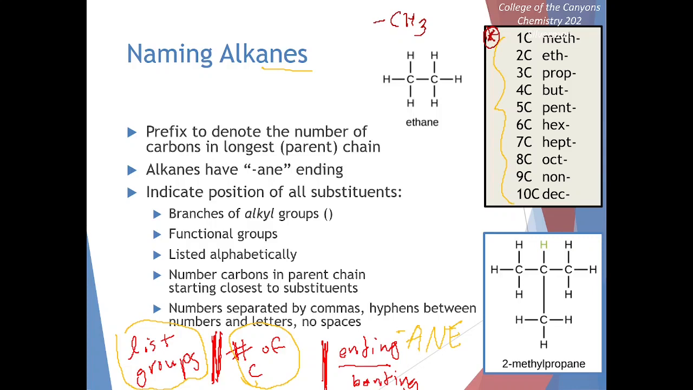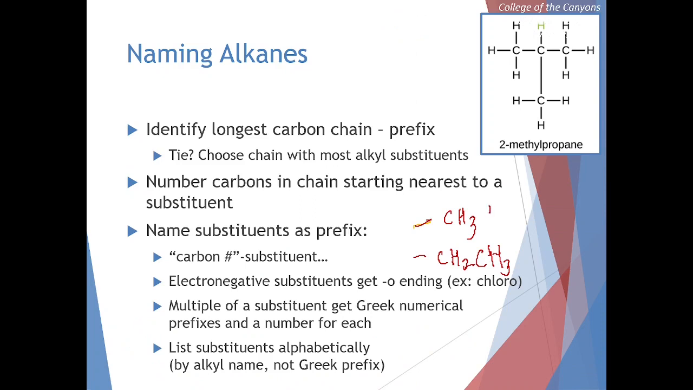Our CH2, CH3 below that would be eth with that YL ending. So this could be an ethyl group. Right, so we can list out these substituents, list out these groups, and say where they are attached to our carbon chain.